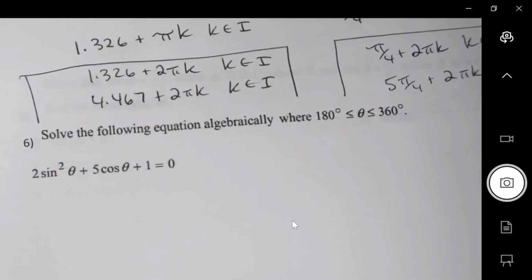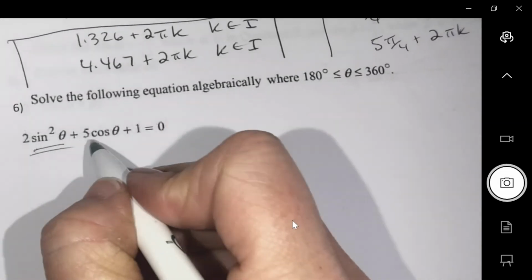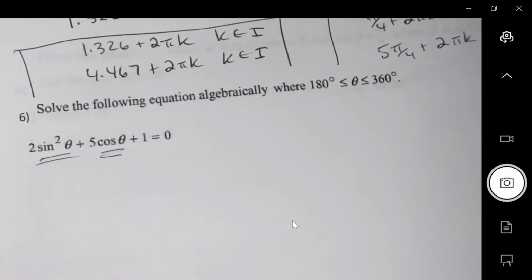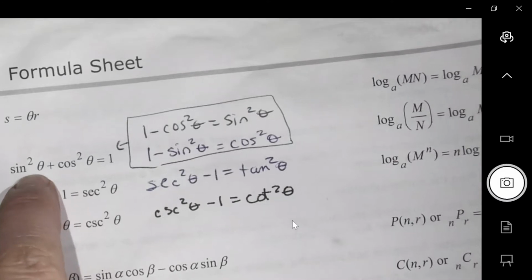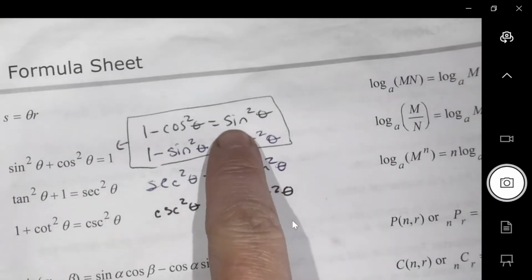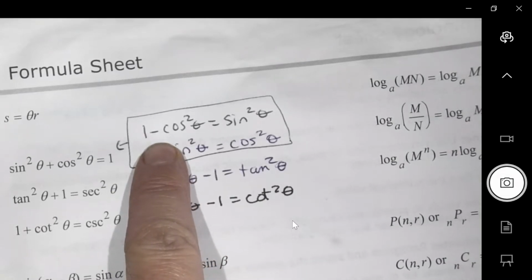Okay, solve this equation. We have a problem. I have sines, coses. I don't like that. What should we do? Replace the sine squared. Okay, so I'm going to go to my formula sheet. Sine squared could get replaced with 1 minus cos squared.